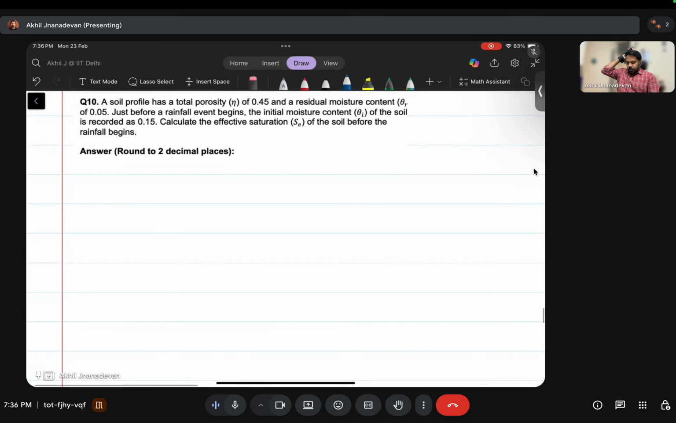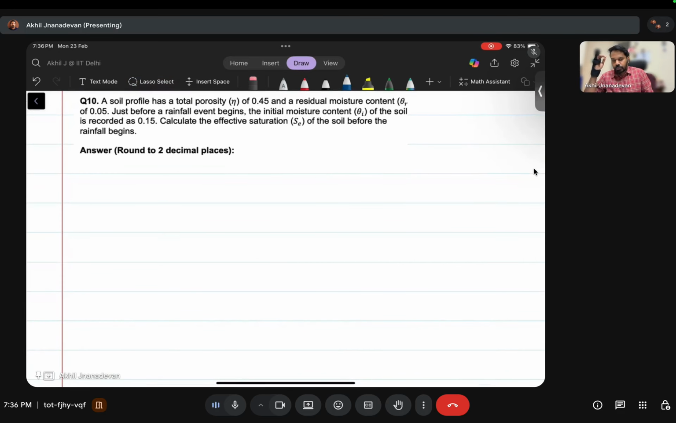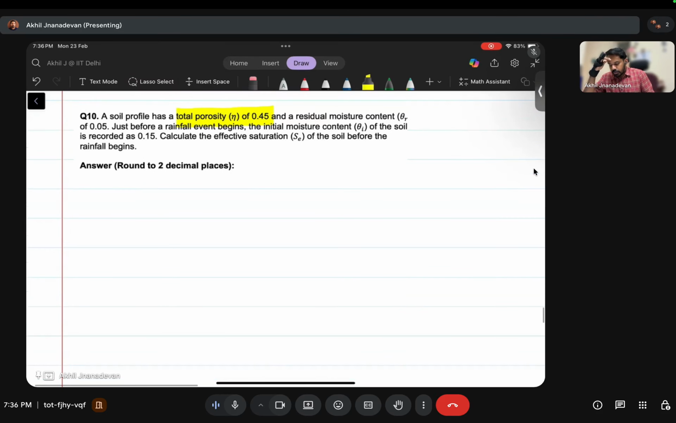So a soil particle has a total porosity of 0.45. So 0.45 is the total porosity of the soil particle, and the residual moisture content is theta r. Porosity is nothing but the ratio of the total volume of voids to the total volume, right? Volume of voids by the total volume gives the porosity. And the residual moisture content is given by theta r.